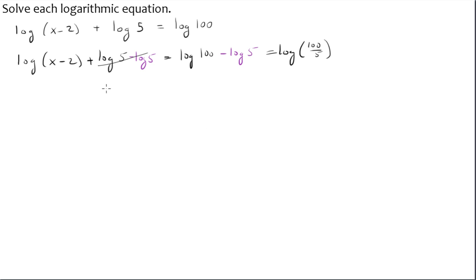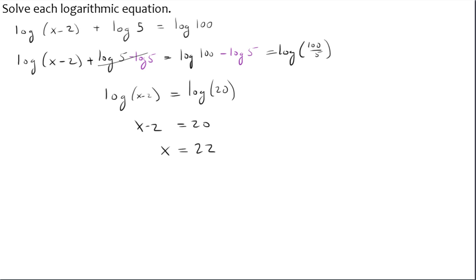So this is the log of x minus 2 is equal to the log of 20. Okay, I can solve that. That means that x minus 2 has to be equal to 20, and x has to be equal to 22. 22 minus 2 is greater than 0, so everything checks out, and that's our solution.